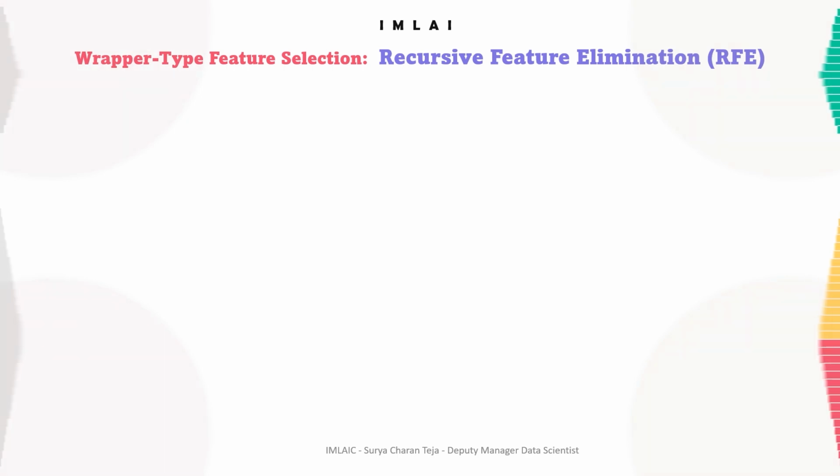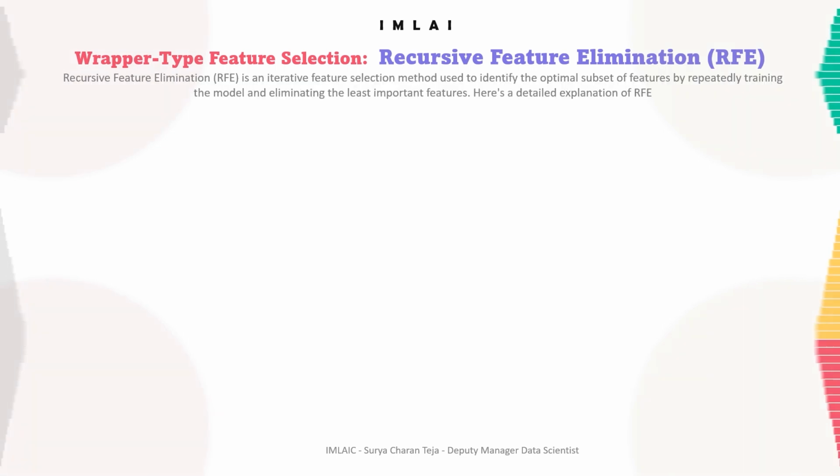So we will deep dive into recursive feature elimination. That's what we will be seeing first. Recursive feature elimination, which we also call RFE, is an iterative feature selection method used to identify the optimal subset of features by repeatedly training a model and eliminating the least important features.